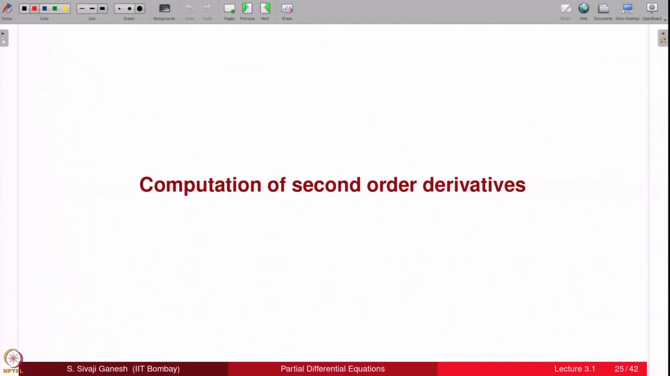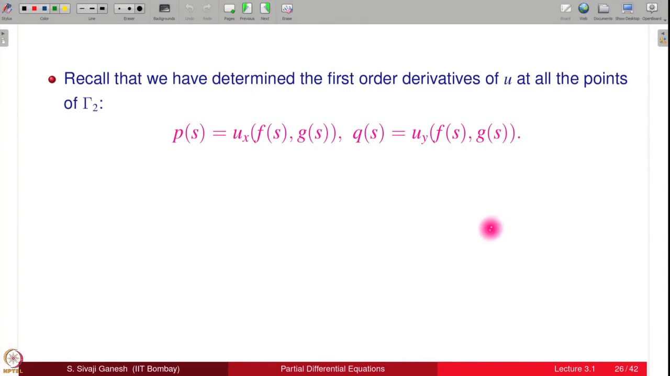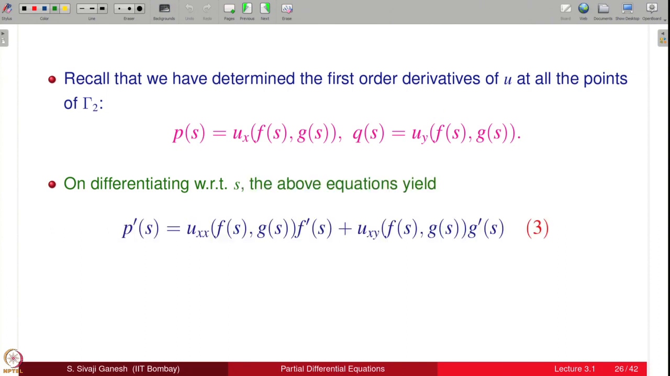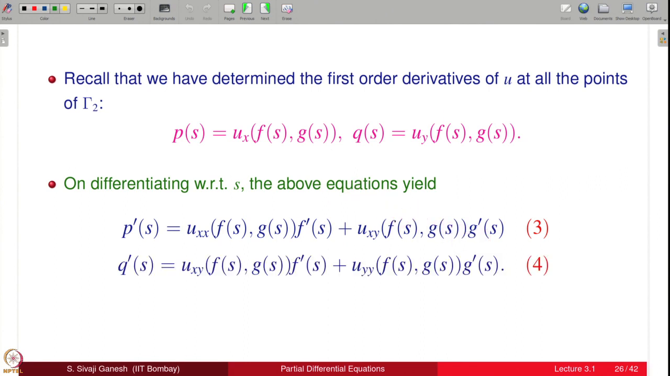Now let us look at computation of second order derivatives. Here we need to use a PDE. We have determined the first order derivatives at all points of gamma 2, that is u_x(f(s), g(s)) and u_y(f(s), g(s)). We call them p(s) and q(s). On differentiating with respect to s, we get p'(s) = u_xx f'(s) + u_xy g'(s). Similarly, we get this expression for q'(s).